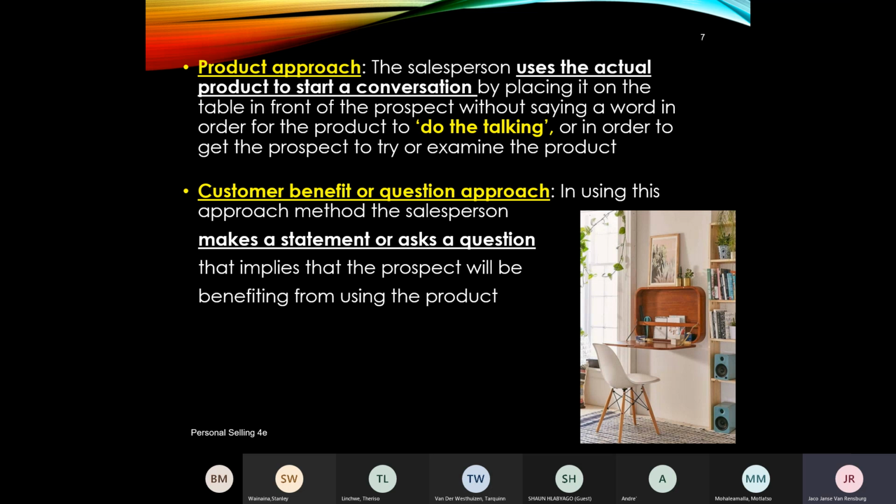Right. We also have the customer benefit or the question approach, where basically you make a statement or you ask a question that will imply that the prospective buyer would benefit from the product. For instance, the image that I have on the screen there in the bottom right corner.